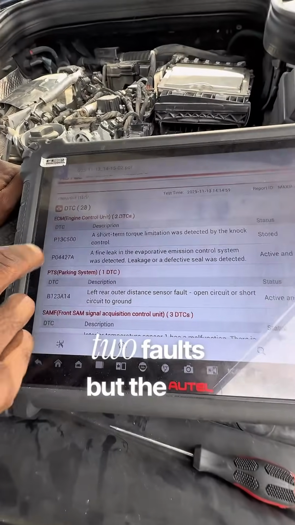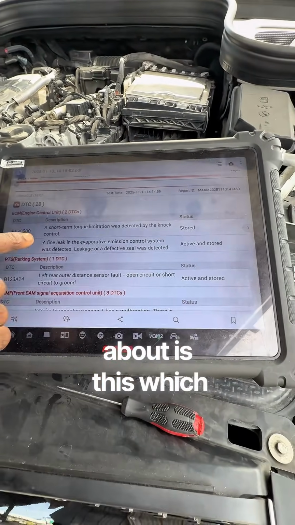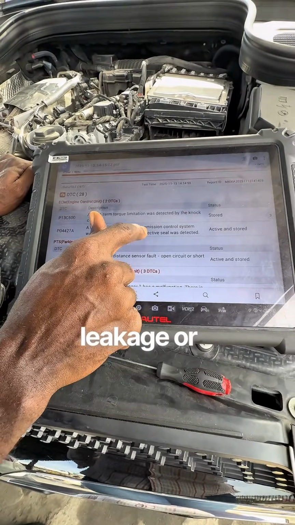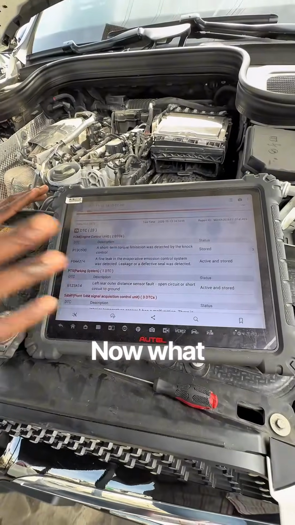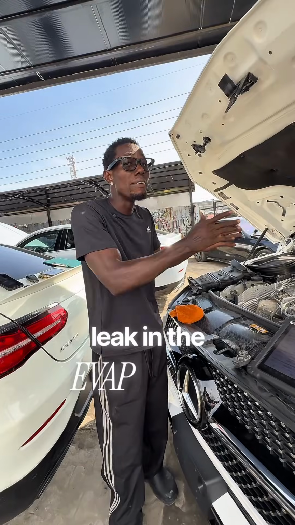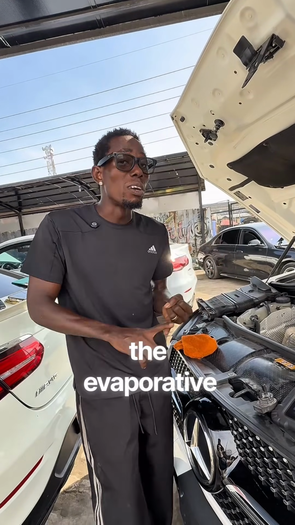Now, we have two faults, but the one we are concerned about is this, which is saying a fine leak in the evaporative emission control system was detected. Leakage or a defective seal was detected. Now, what this is telling us is there is a very small leak in the evap system. The evap system means the evaporative and emission system.